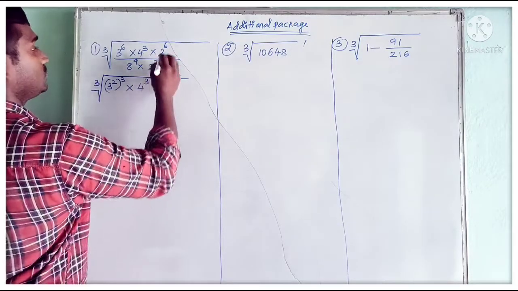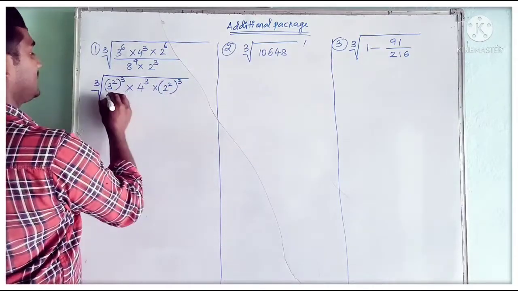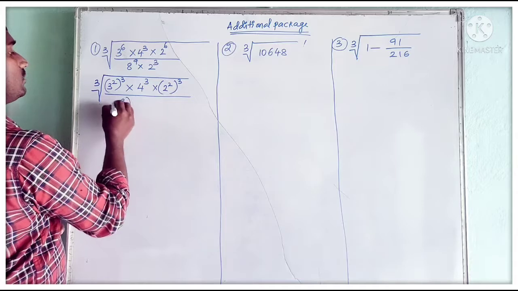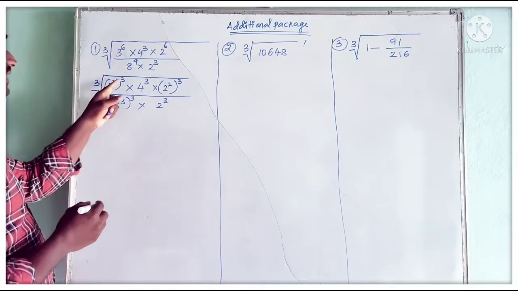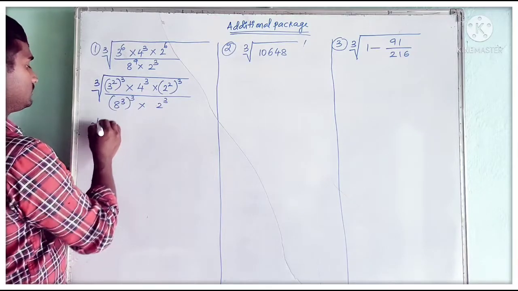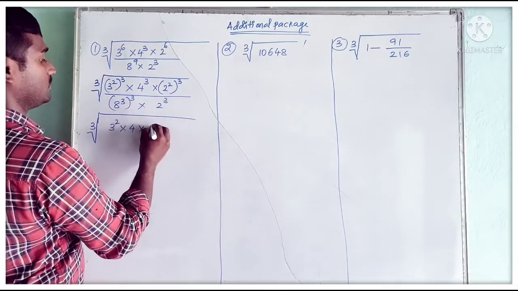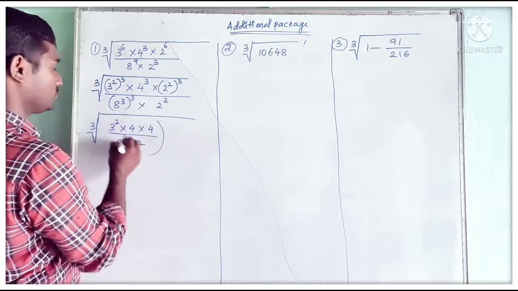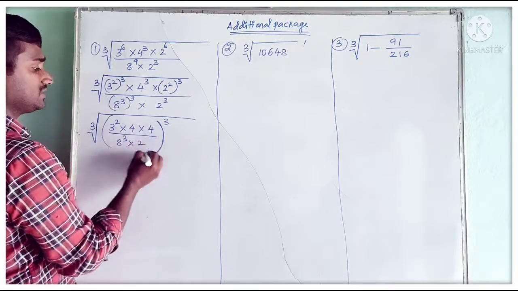So here 6 is there. To make the whole power 3, I am writing 2 power 2 whole power 3, so 2 threes are 6 again. Next we have 9, and I want to make it 3, so it becomes 8 power 3 whole power 3, into 2 power 3, which already has power 3. So here every number has power 3. So we can write this as cube root of 3 power 2 into 4, 2 square is 4, 4 by 8 cube into 2 whole cube. All these powers are whole power 3.